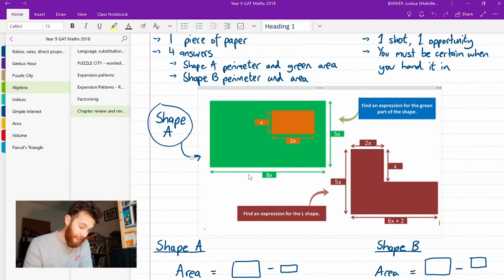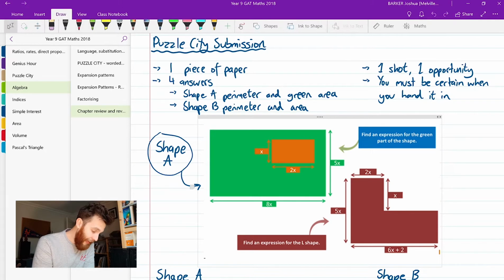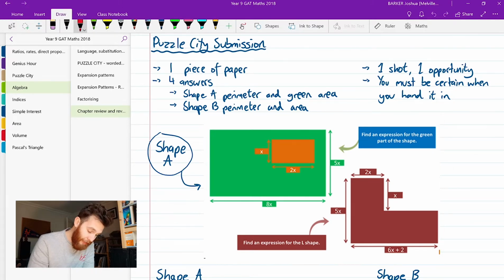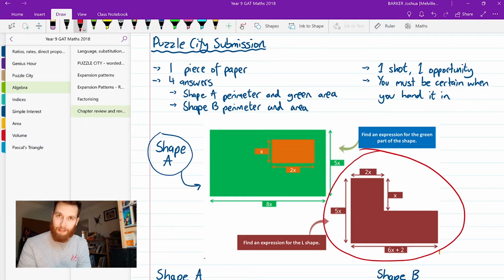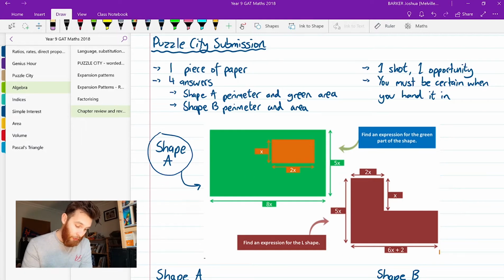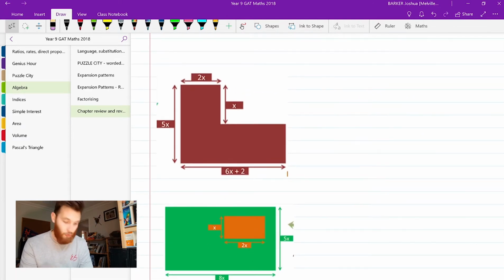Anyway, in this case, the thing that you had to hand in was to come up with an expression for the area of the green part of shape A, as well as the area of this sort of L-shaped looking thing just there. So the actual measurement side of it is relatively easy, but putting it into algebra is the thing that makes it a little bit tricky.